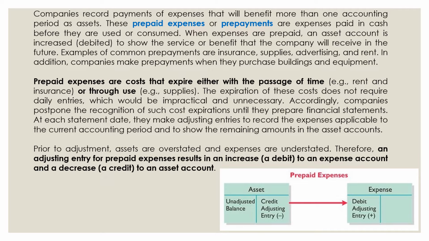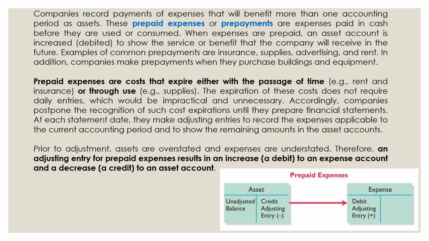Right. So, prepaid expenses are costs that expire either with the passage of time, for example rent and insurance, or through usage, for example supplies. The expiration of these costs does not require daily entries, which would be impractical and unnecessary. Accordingly, companies postpone the recognition of such cost expiration until they prepare financial statements at each statement date. They make an adjusting entry to record the expense applicable to the current accounting period and to show the remaining amount in the asset account.